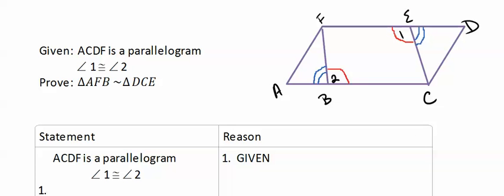Then if we think about what we know about parallelograms, we know that the opposite angles are congruent. So we know that angle A is congruent to angle D because opposite angles of parallelograms are congruent. And right there, you'll notice we have two angles from the triangle that are congruent, and that will establish the similar triangles.